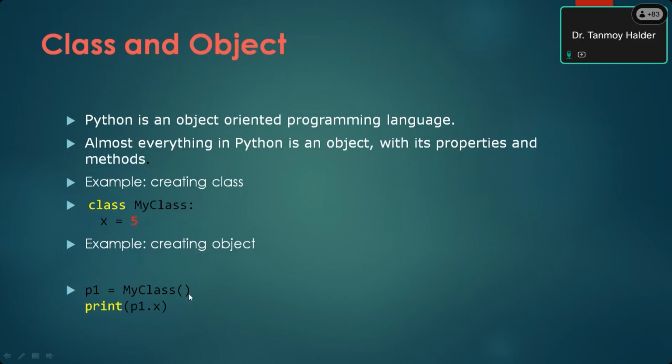The object will be created. As we know, for calling any kind of variable or any kind of data member of a class, we need to use the object name dot variable name. The same syntax is followed here: object name p1 and the variable name x. Some more examples there.